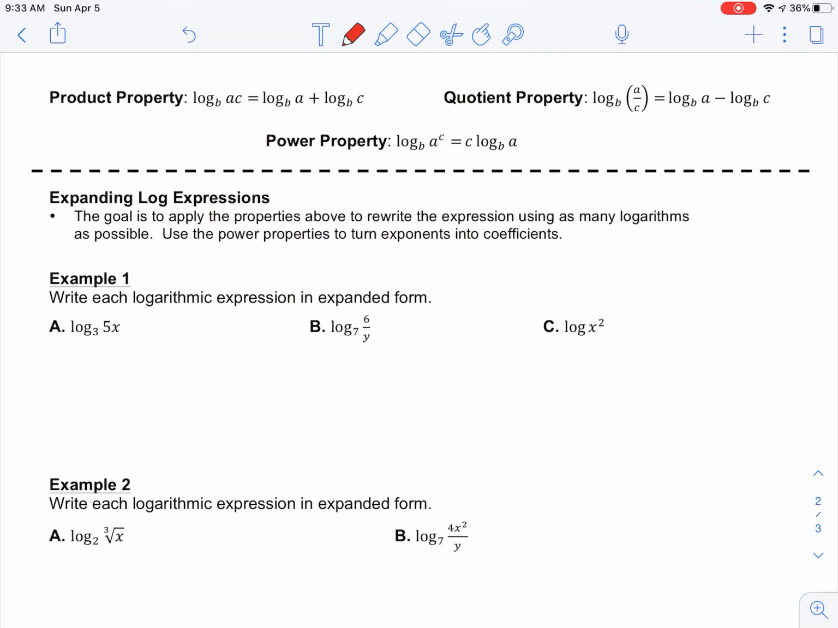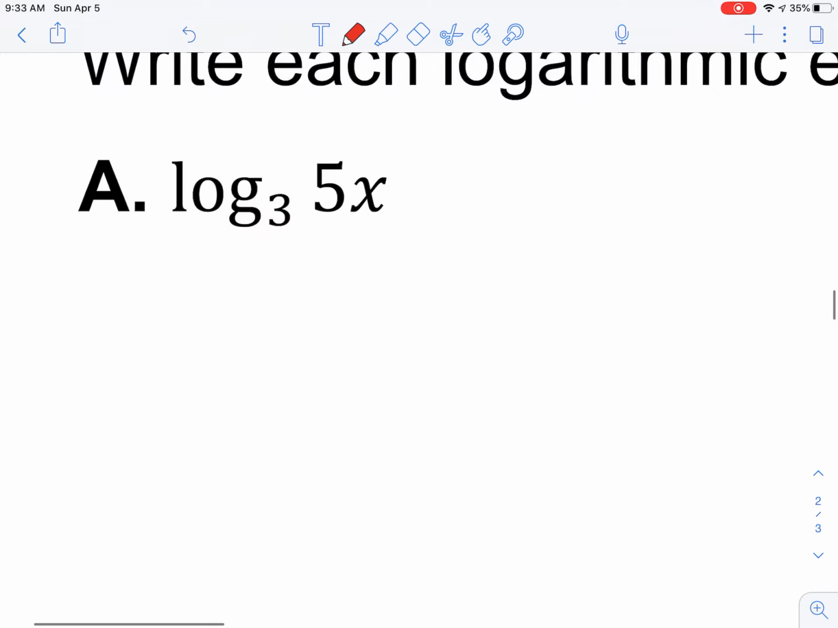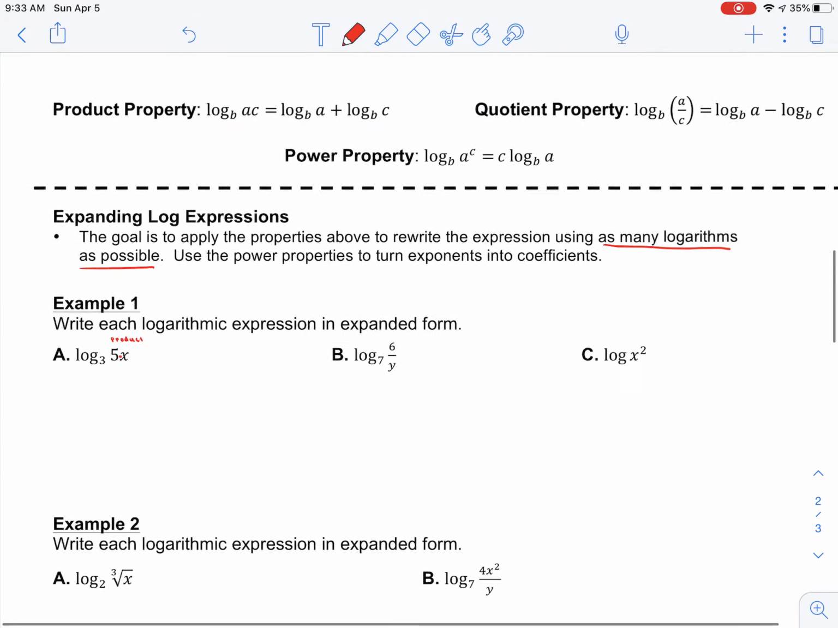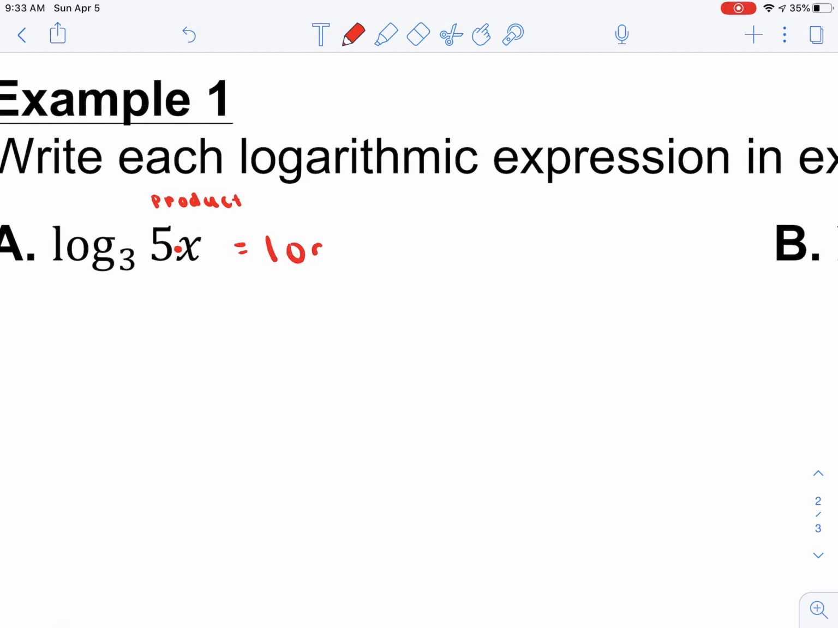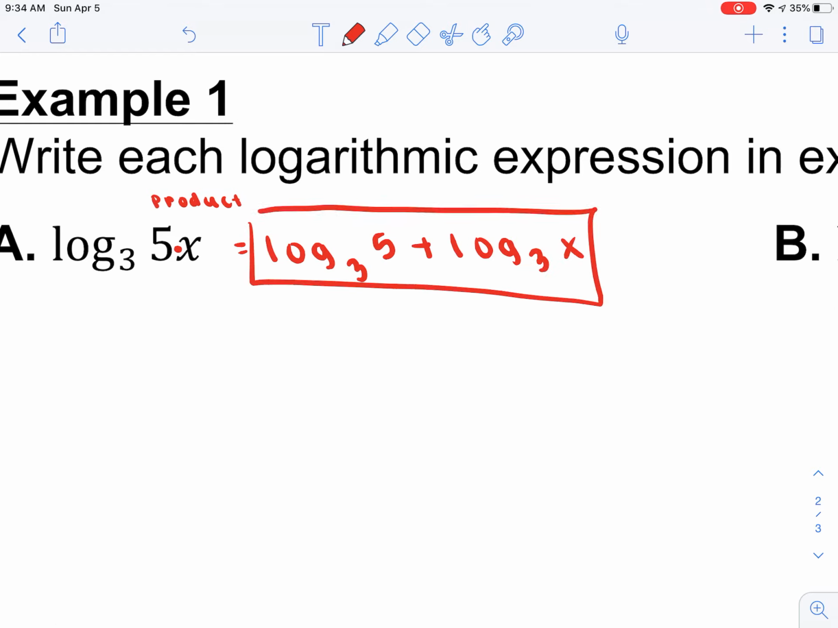For the first problem in the set of examples, you are going to see that the directions say write each log expression in expanded form. That means you want as many logs as possible. You're going to use our three different properties. So to start, I see a log base 3, but then I see a product of 5 and x. So you are going to use the product property that says if you have a product, we can rewrite it as the sum of each part of that product. So in other words, this becomes log base 3 of 5 plus log base 3 of x. Done.